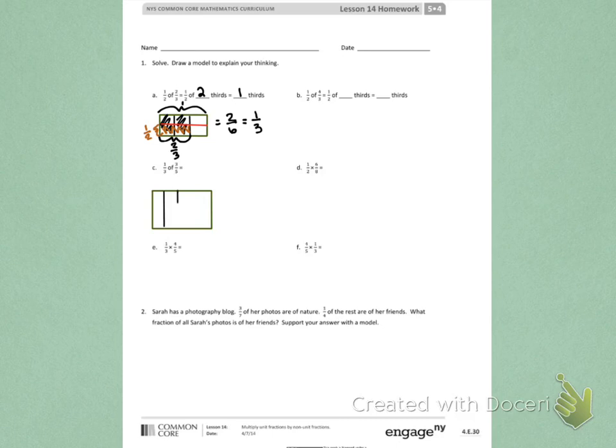I'm going to break it into fifths. 1, 2, 3, 4, and the last one makes 5. So let's go ahead and label this. This is my one whole. 3/5 is 1, 2, 3. So here's 3/5.